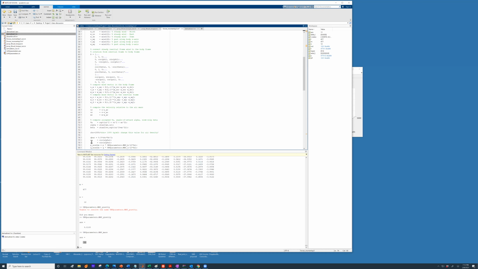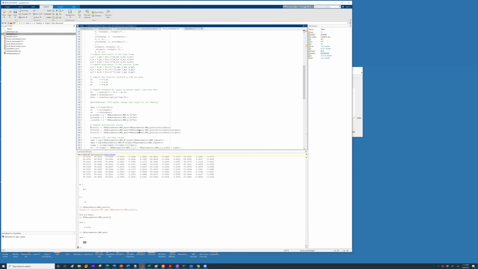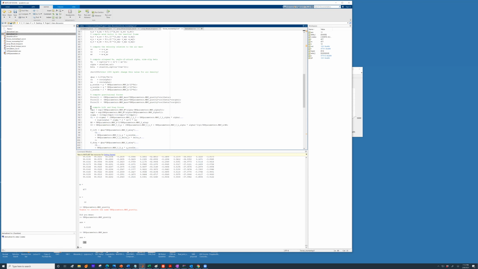Now Q bar, CA, SA, PQR, they come from the non-dimensionalization that we just talked about. As you can see, there is a scaling factor here, a scaling factor here, a scaling factor here. That is non-dimensionalizing P, Q, and R. Then here, the gravitational force is mapped into the body frame. So I'm converting the gravitational force that is in the inertial frame into the body frame. And then last but not least, I'm finding the actual lift and drag forces in the body frame. So these are the lift and drag forces in the body frame.